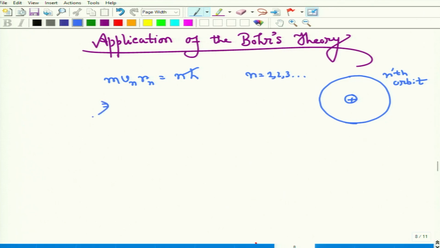So what can we write from here? Vn, that means velocity. This is the Rn, this is the Vn, and mass of the electron is m. Vn is nh divided by m rn. So if we square it, then we can write v square is this.